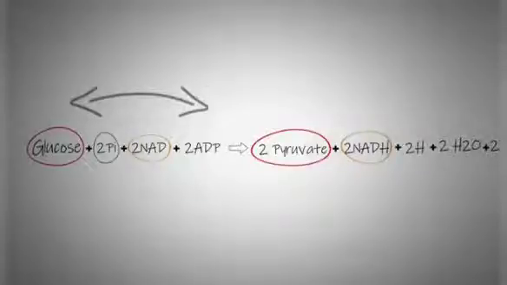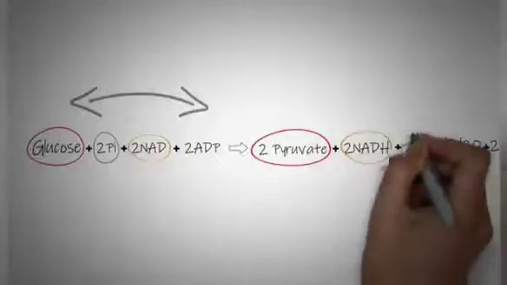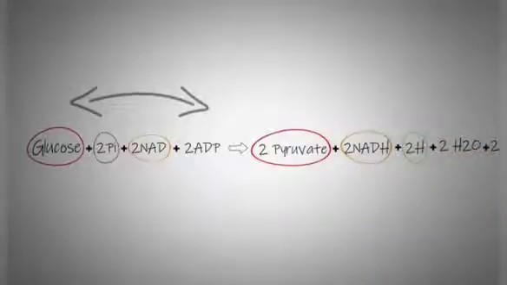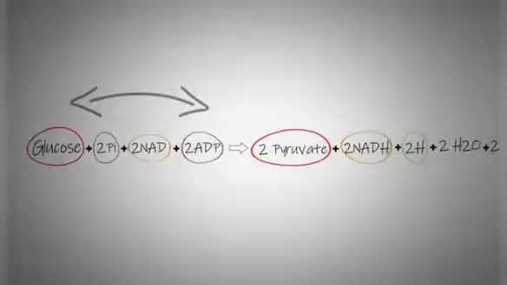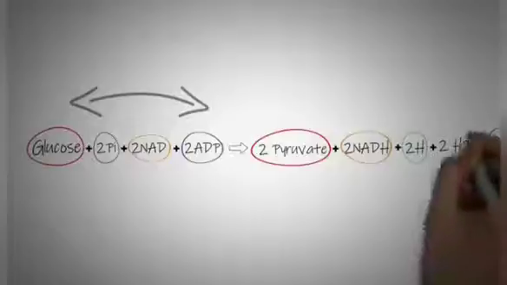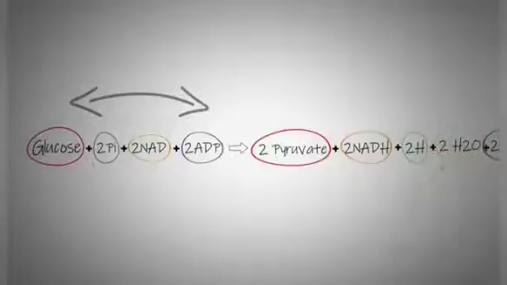2 hydrogen ions are produced here in this oxidation reduction reaction. 2 ADPs are converted to make 2 ATPs. These 2 molecules of water are produced in the dehydration reaction of 2-phosphoglycerate to phosphoenol pyruvate, and this gives us the final reaction of glycolysis.